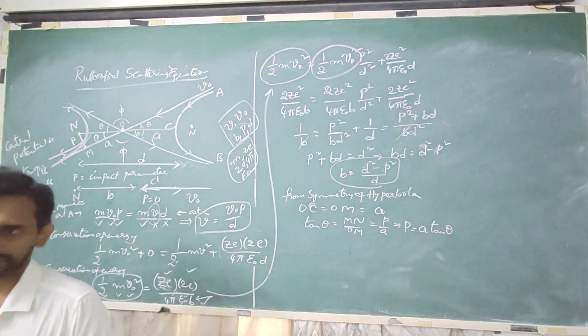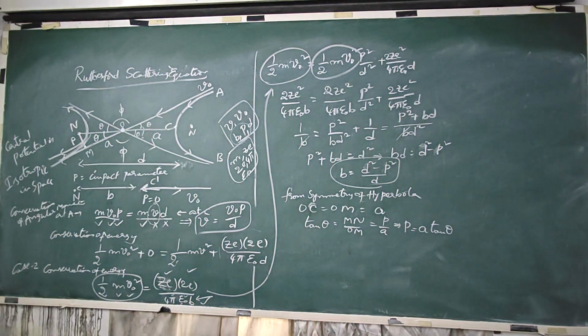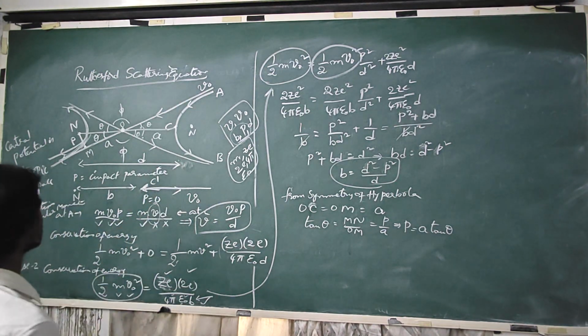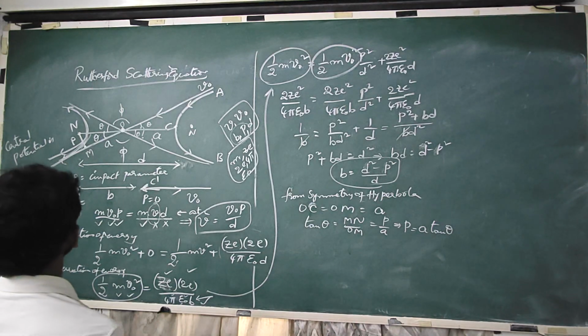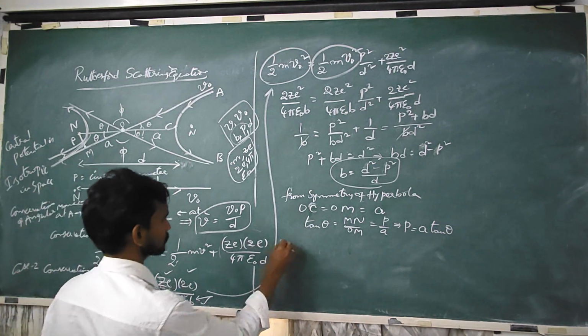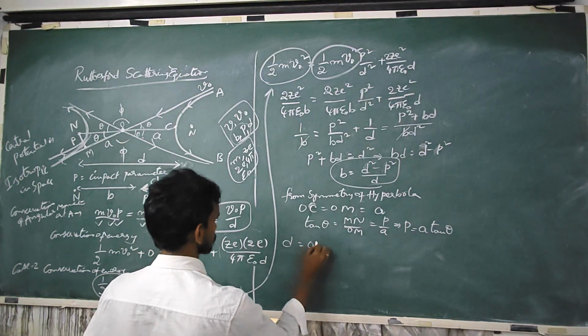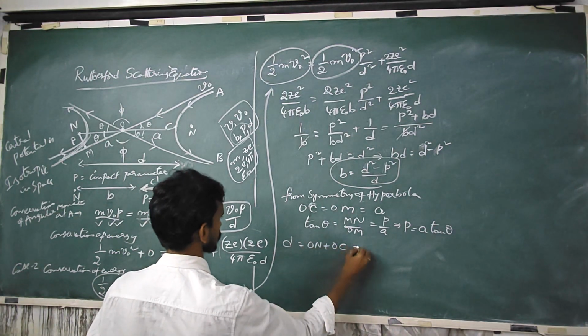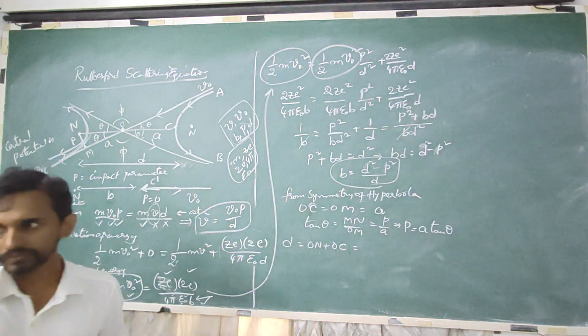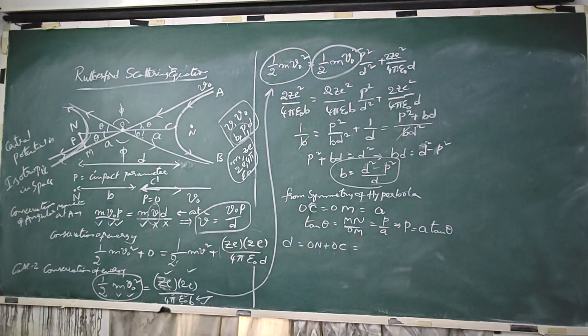P is 8. Okay. Yes, then I need to get the value of D. What is D there? ON plus OC.